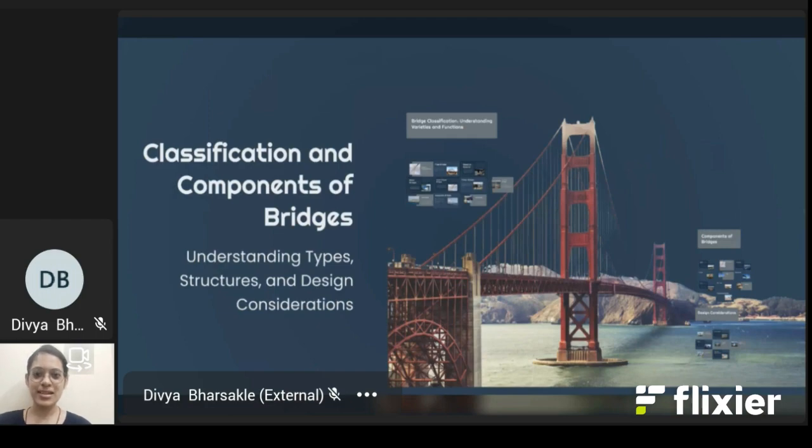I am Divya Bharsakle, third year civil engineering, and today I am going to give you an overview on bridge engineering, its classification, components, design consideration, structures, and so on. So without wasting any time, let's get started.